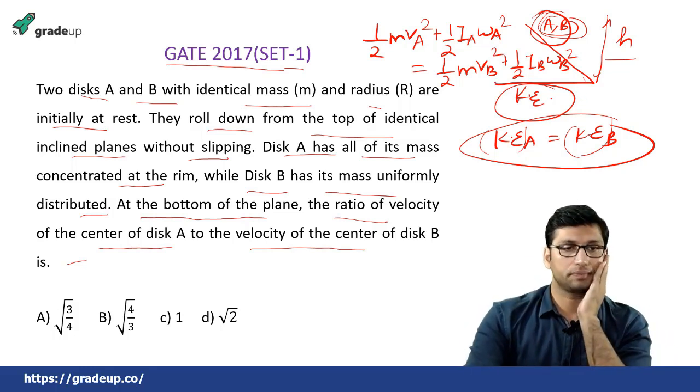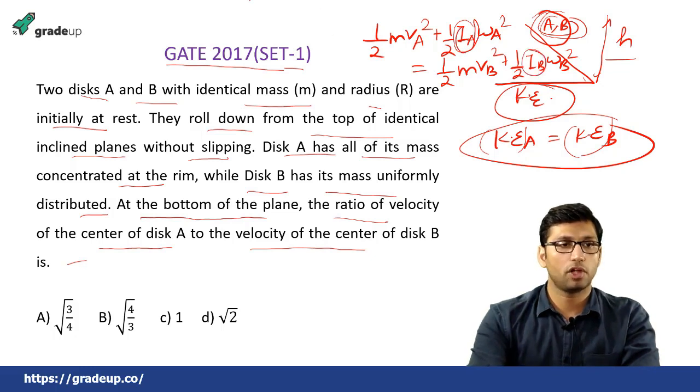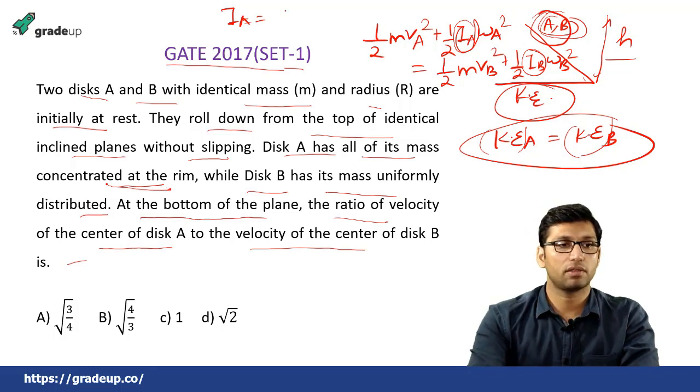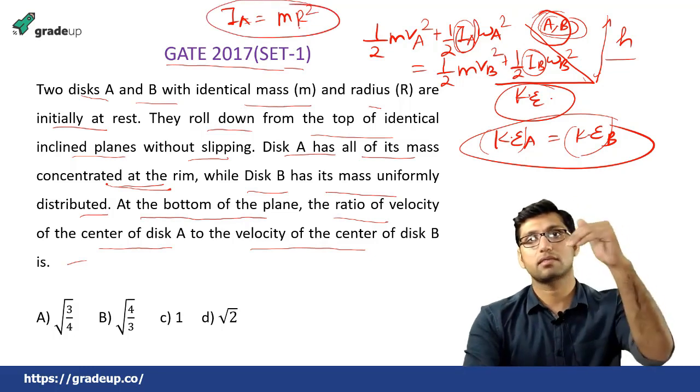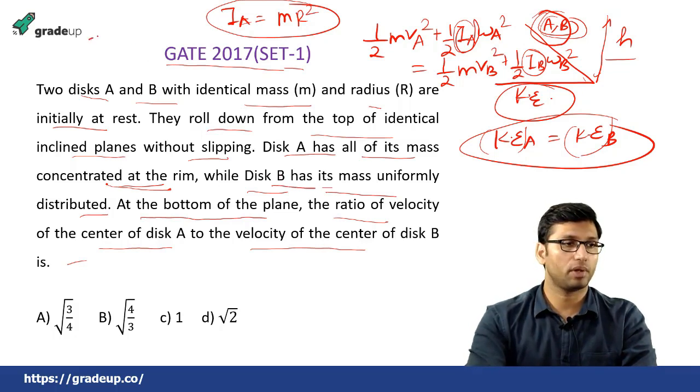Now, first you need to find the moment of inertia of body A and body B. Since it is given that the mass is concentrated at the rim in disk A, the moment of inertia for disk A will be equal to m r square, because it is a concentrated mass. And for the second disk B, the mass is uniformly distributed, so the mass moment of inertia will be equal to m r square by 2.